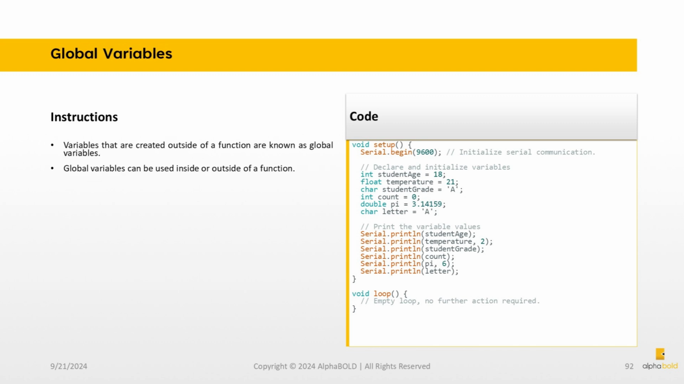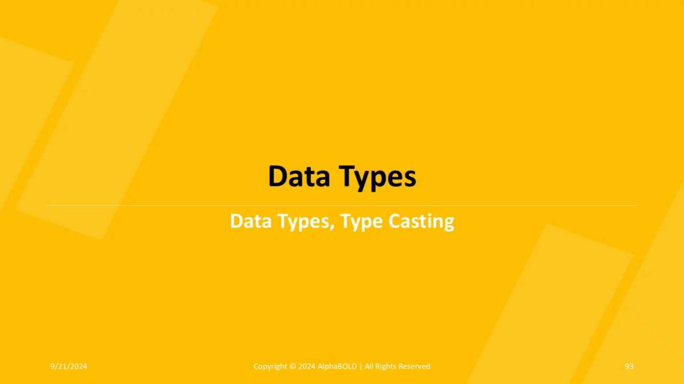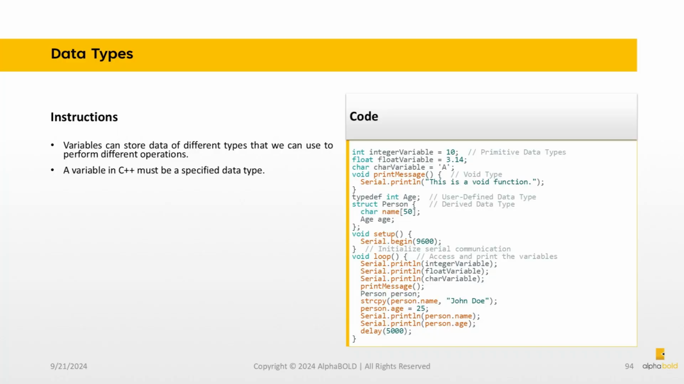Variables that are created outside of a function are known as global variables. Global variables can be used inside or outside of a function. Data types. Variables can store data of different types that we can use to perform different operations. A variable in C++ must be a specified data type.